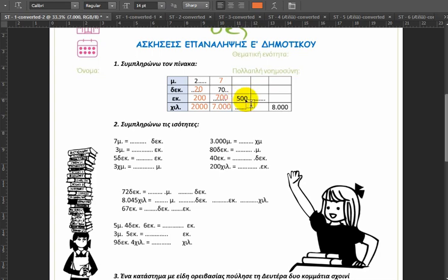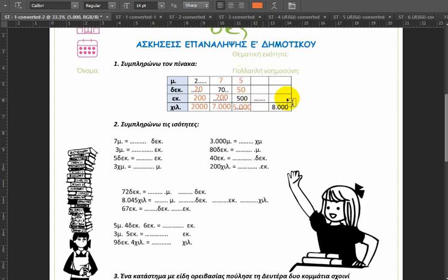Then we have 500 centimeters. 500 centimeters is 5 meters because we're going 2 steps up, so that's 500 divided by 100. Then 50 because it's 500 divided by 10, which makes 50. And here we have 5,000 because it's 500 times 10 because we're going a step down.